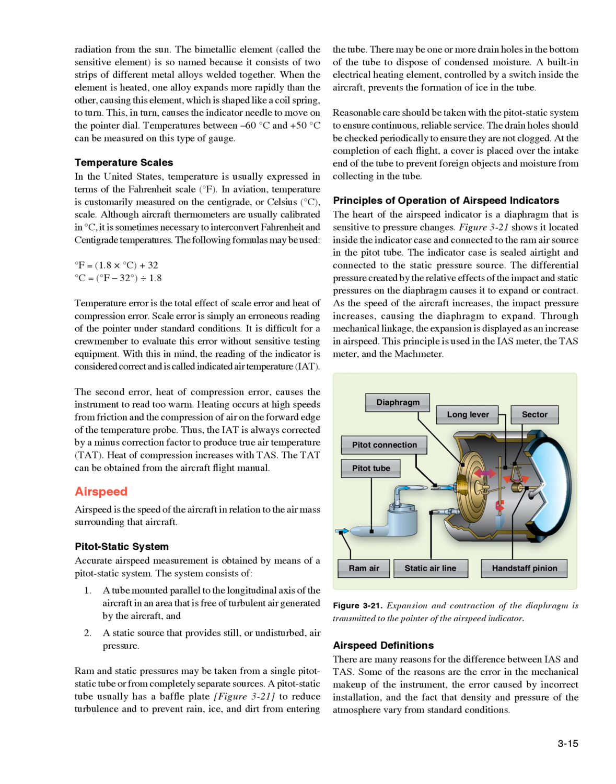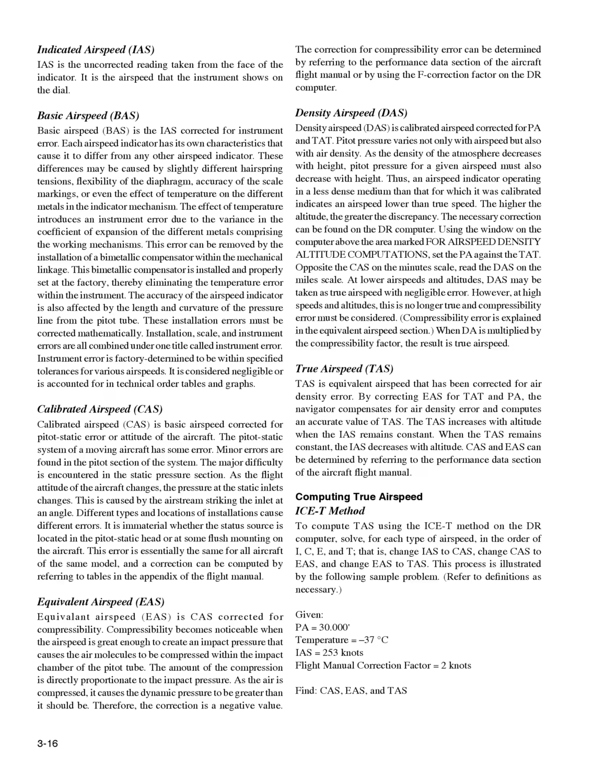Airspeed definitions. There are many reasons for the difference between EAS and TAS. Some of the reasons are the error in the mechanical makeup of the instrument, the error caused by incorrect installation, and the fact that density and pressure of the atmosphere vary from standard conditions. Indicated airspeed, IAS, is the uncorrected reading taken from the face of the indicator. It is the airspeed that the instrument shows on the dial. Basic airspeed, BAS, is the IAS corrected for instrument error.